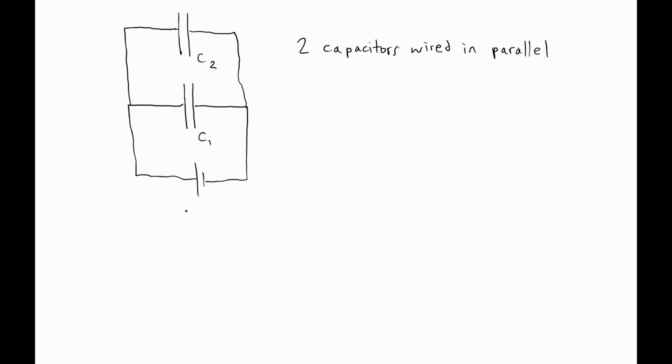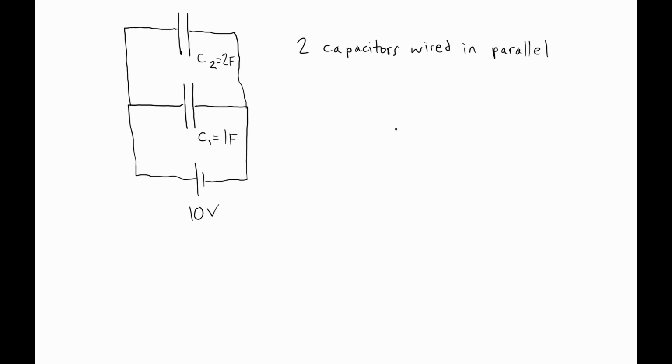Now we've got a voltage of the battery, let's say it's a 10 volt battery, and we want to try and simplify this circuit so that we can analyze how much charge is on each capacitor. So let's give the capacitors some numbers, like 1 farad and 2 farads.